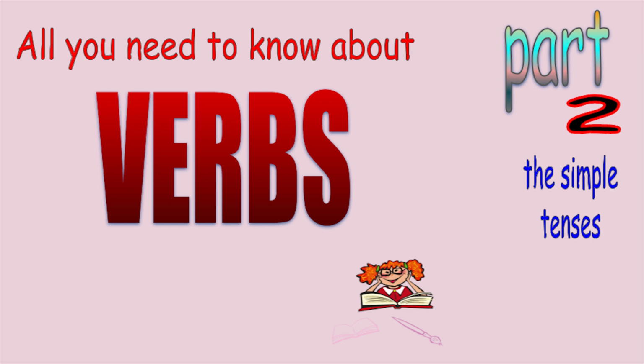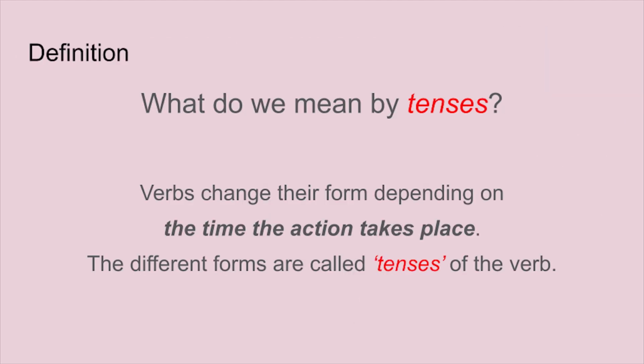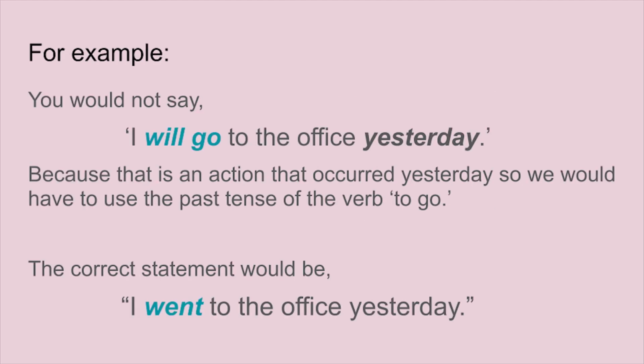In our last video, we learned the definition of a verb and also what is an action verb and what is a linking verb. Today, we will be looking at the simple tenses of the verb. What do we mean by tenses of the verb? Verbs change their form depending on the time the action takes place. The different forms are called tenses of the verb.